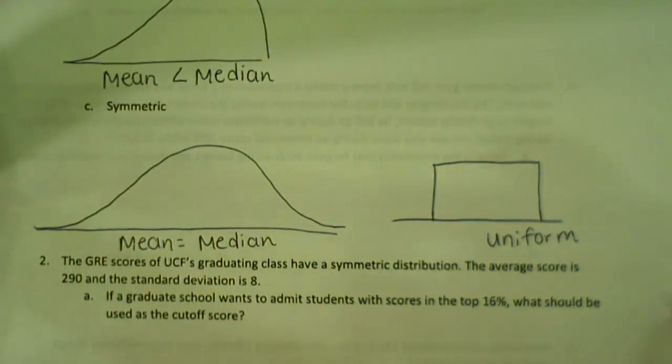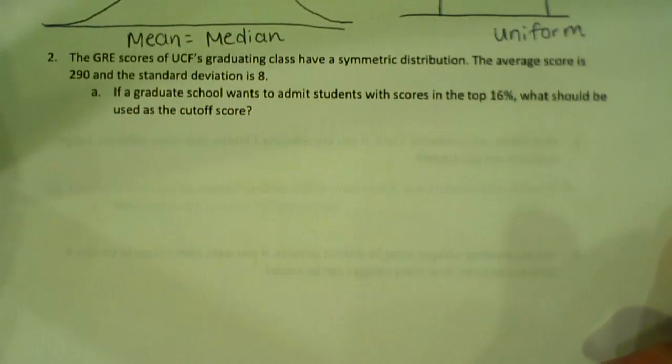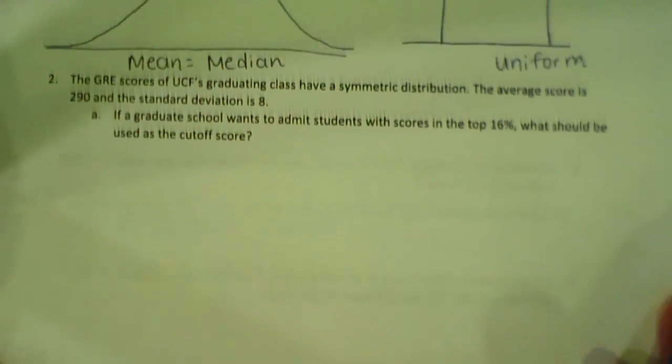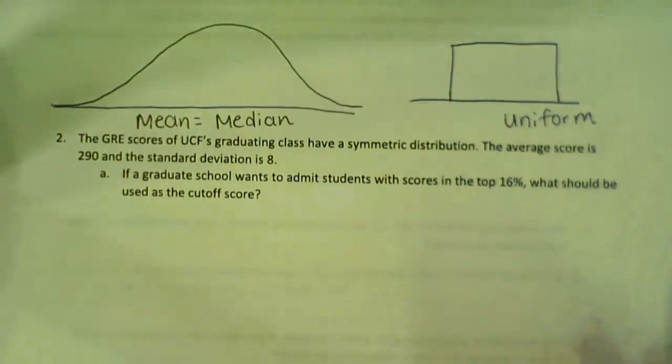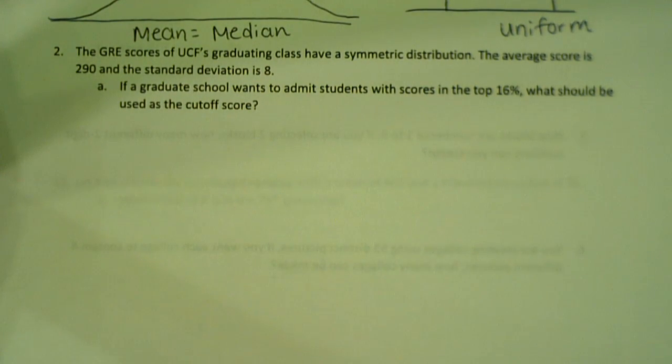So then, getting into an actual question, if you look up here, the GRE scores of UCF's graduating class have a symmetric distribution, so we know it's going to be either of these two. The average score is 290 and the standard deviation is 8. If a graduate school wants to admit students with scores in the top 16%, what should be used as the cutoff score?